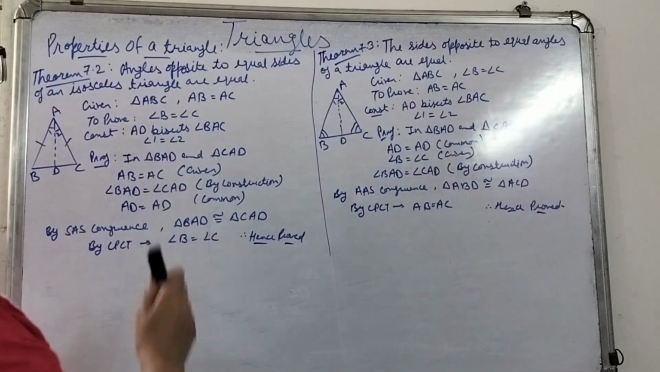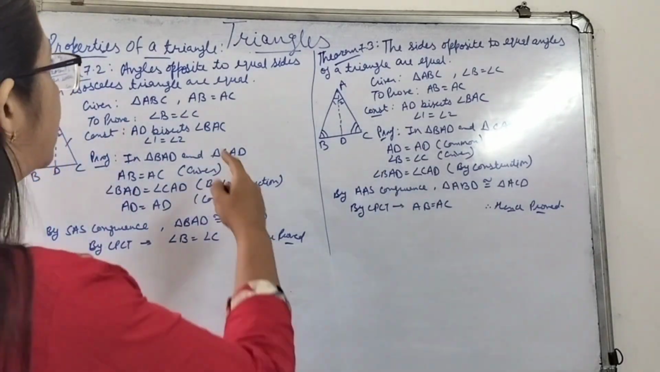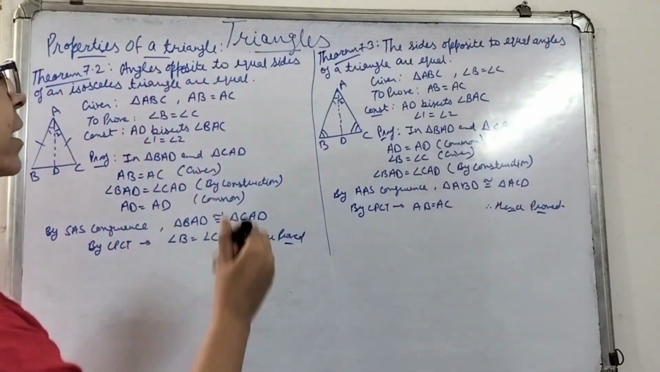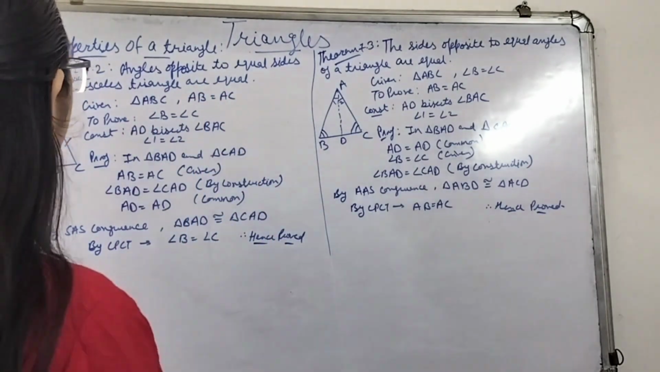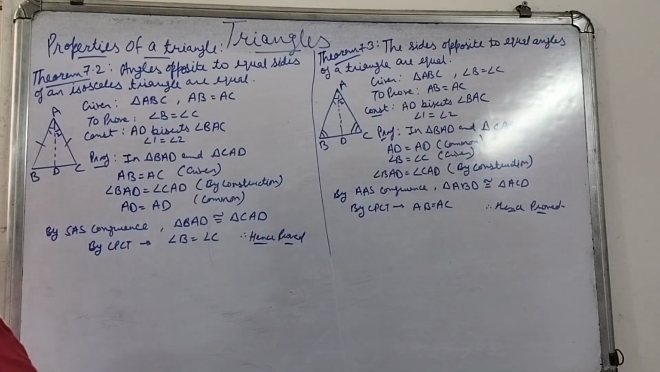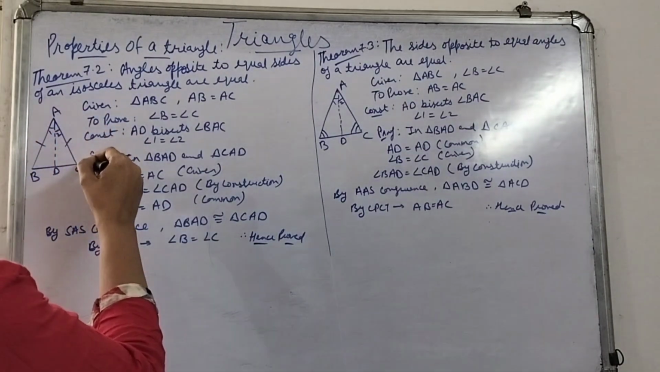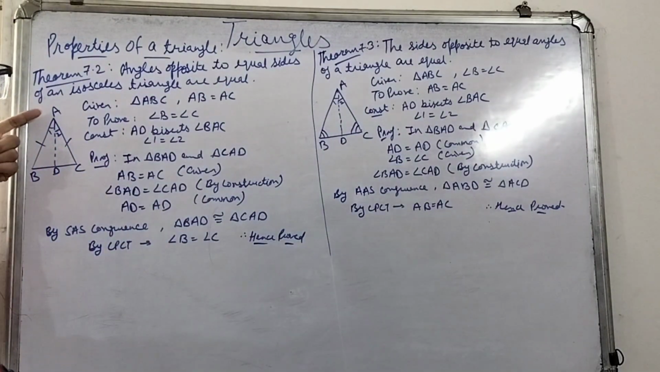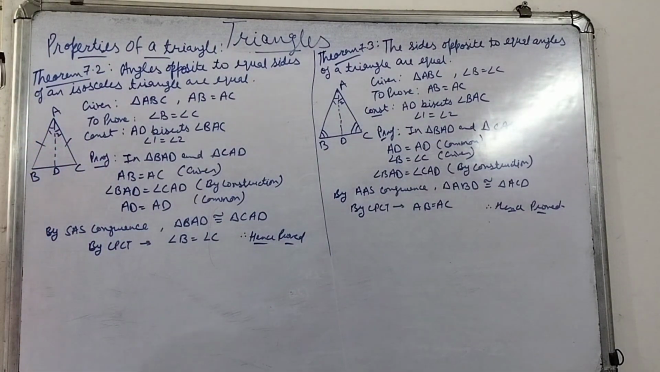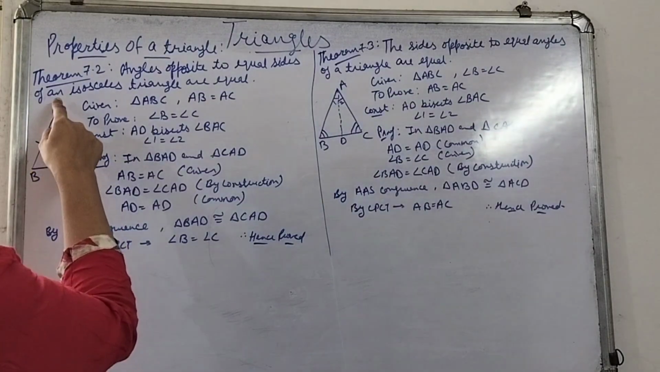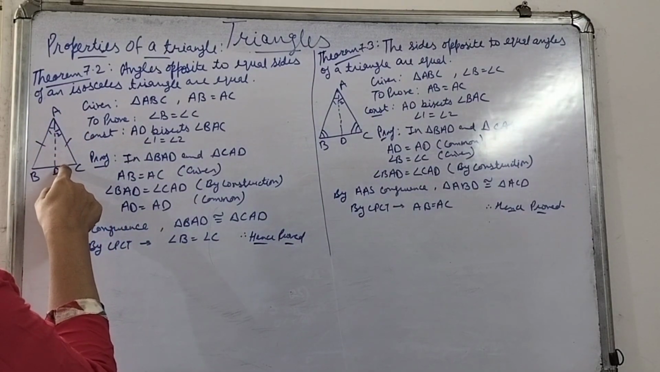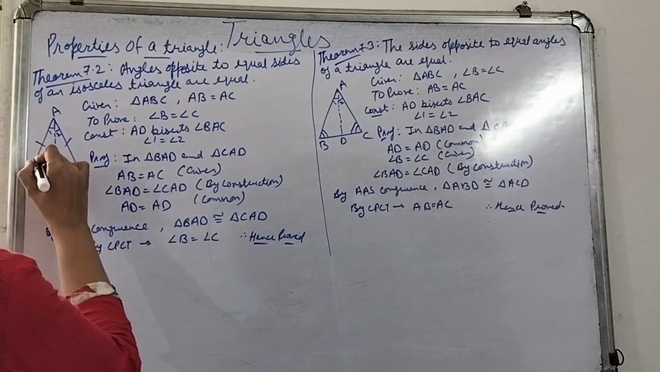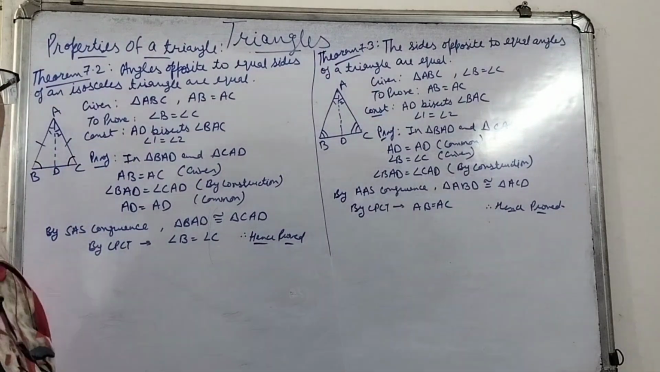It is given to us that the triangle is an isosceles triangle. That means two sides of the triangle are equal. We have to prove that the angles opposite to the equal sides are equal. So we have taken a triangle ABC in which AB is equivalent to AC, because it is an isosceles triangle. We have to prove that the angle opposite to side AB, that is angle C, is equivalent to the angle opposite to side AC, that is angle B. We have to prove that angle B is equivalent to angle C.